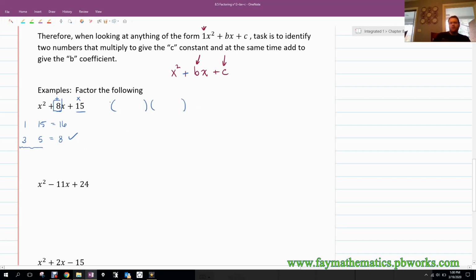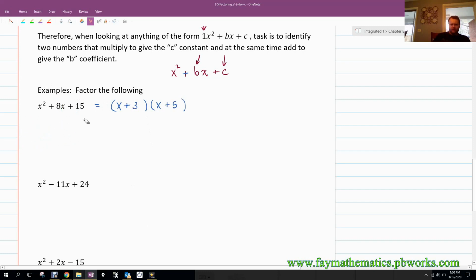Okay? You're going to write x there and x there in your set of parentheses. And then whatever these numbers were are going to be the second part of your binomial. Because there's no sign, we assume that they are both positive. So this will become a plus 3, and this will become a plus 5. And that then is the reverse of foiling.